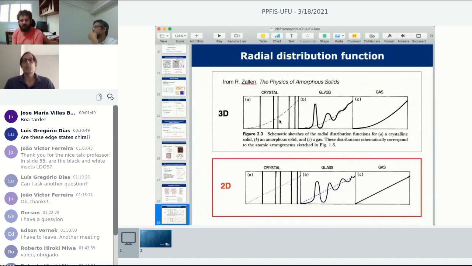If you have a perfectly organized crystal, you see these peaks. Once you have a glass, you see this. And if you have a gas, a random network, you see that. And this is what Argavala does in 2D, and most of the people. So they don't have that. So it seems more ordered than actually this. Right? So in any case.